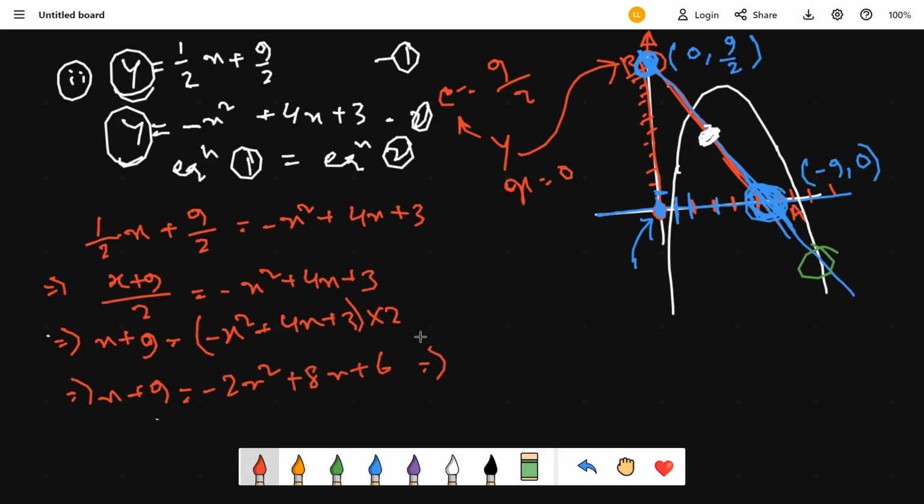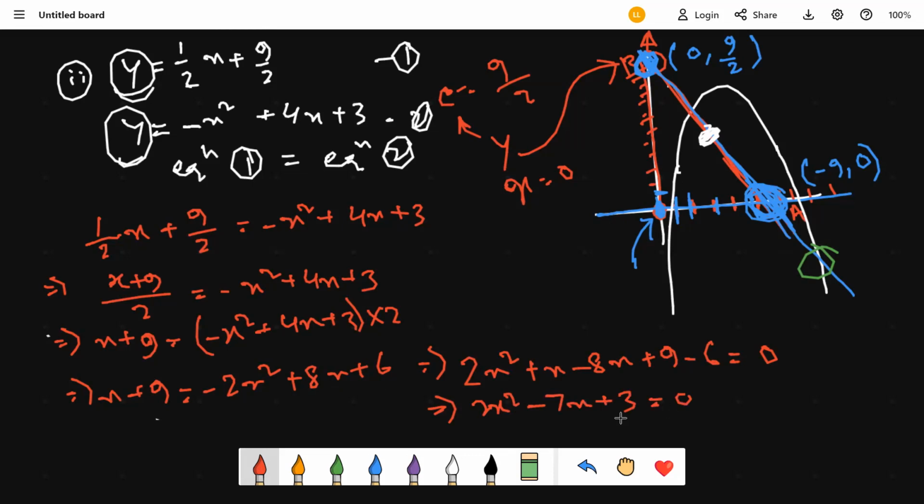Simply bringing everything to one side. So let's bring the right hand side to the left side. So it becomes positive 2x square. Then we have plus x already, and we bring the 8x to the left side. That means it becomes what? Minus 8x, isn't it? Because we are changing sides, changing sides also changes the signs. And we have positive 9 here already, and moving the 6 to the left hand side becomes minus 6. That equals 0. So simplifying them, 2x square minus 7x plus 3.